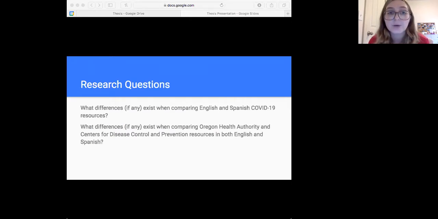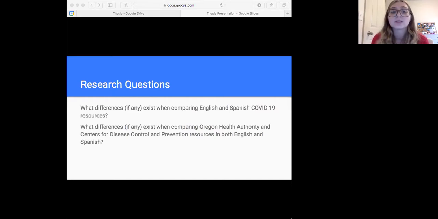So for my project, I wanted to answer these specific questions. What differences, if any, exist when comparing English and Spanish COVID-19 resources? And what differences, if any, exist when comparing Oregon Health Authority and Centers for Disease Control and Prevention resources in both English and Spanish? And through my research, I did find significant differences in the amount of information available in Spanish when compared to English.